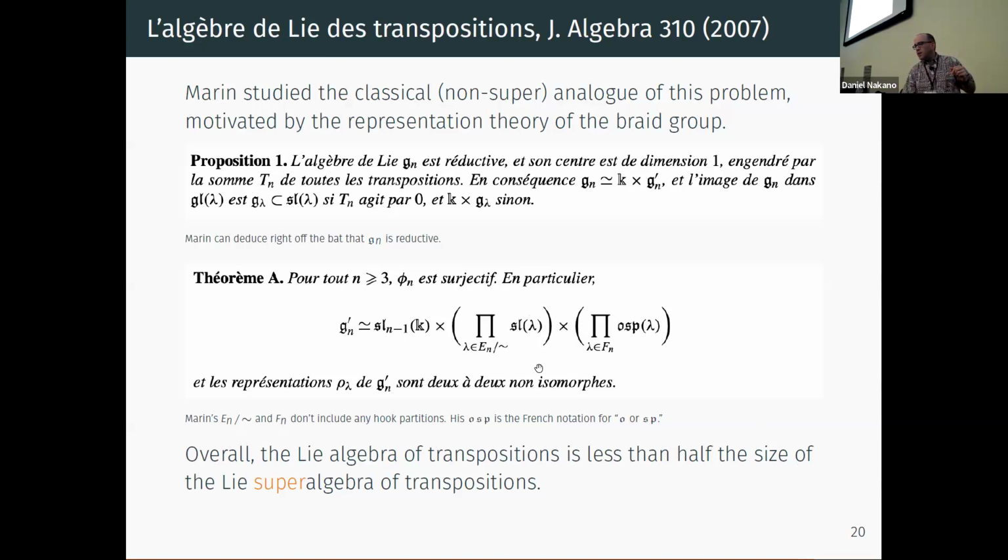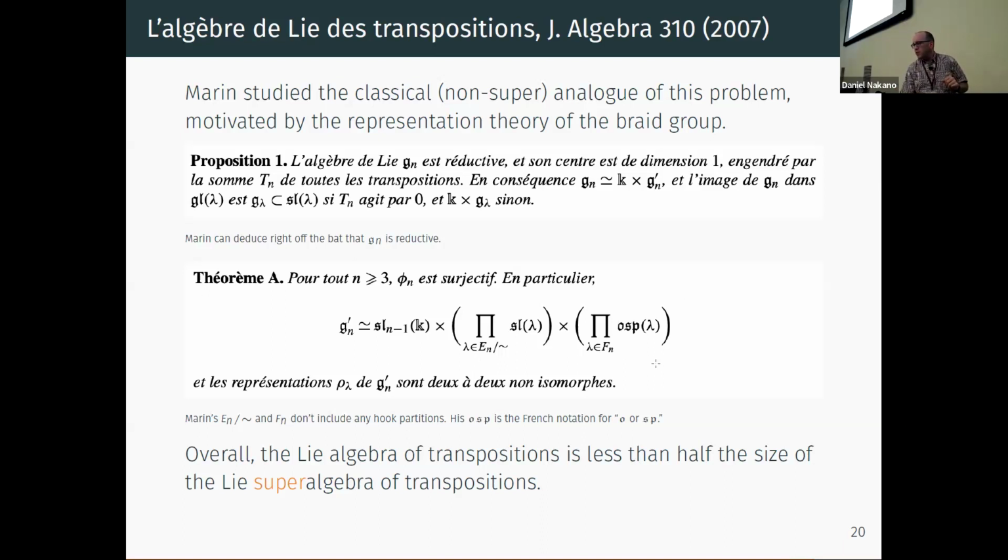So here he is looking at his E mod tilde. He's taking equivalence classes of non-self-conjugate partitions, and for each one of those equivalence classes, he gets a single SL. Whereas in our case, we were getting a type Q algebra, and we had a derived part of that, which had an SL in the odd block and a GL in the even block. So we're getting something that's twice as big as what he has.